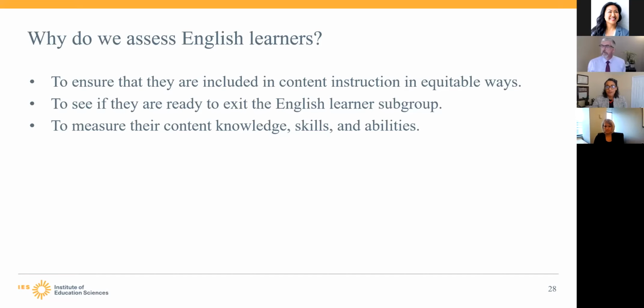really was sort of an indirect way of trying to incentivize states and districts to include students in the same content instruction that other students are receiving. We also assess them to see if they're ready to exit the English learner subgroup, so to provide information about their English language proficiency. And then we do also want to measure their content knowledge, skills, and abilities, but we have to do that knowing that they are still learning the language in which they're being assessed.